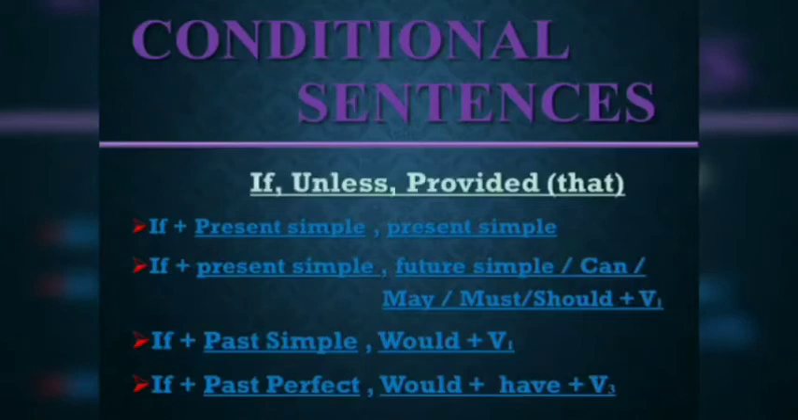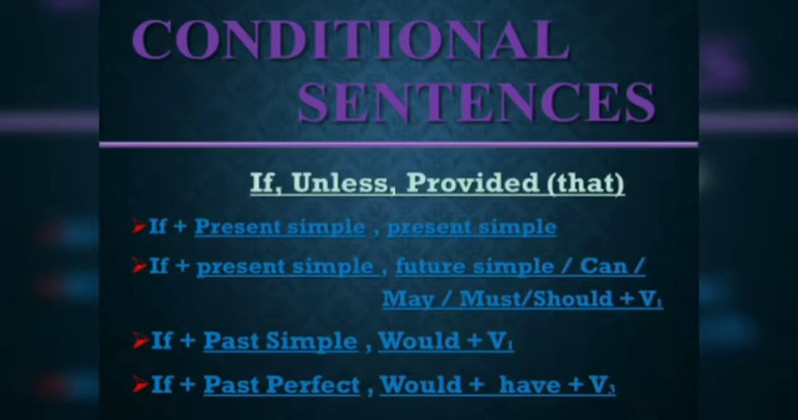Students, in this recorded session of yours, today I will tell you the basic rules of conditional sentences. Conditional sentences are the sentences that express one thing contingent or dependent on the other thing. So now the types of conditional sentences.